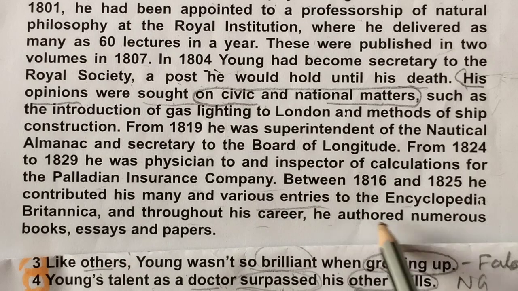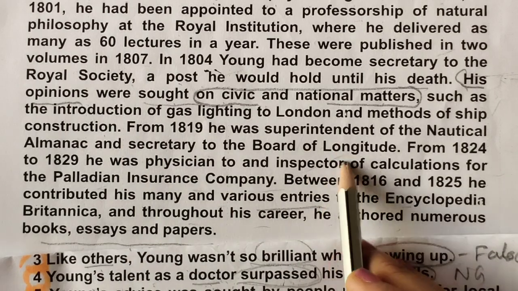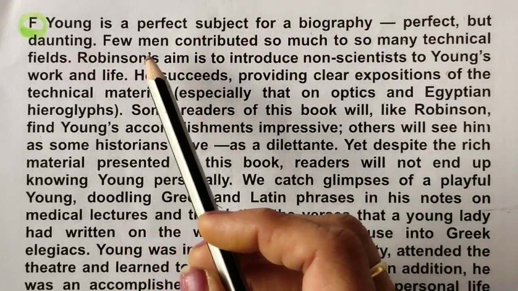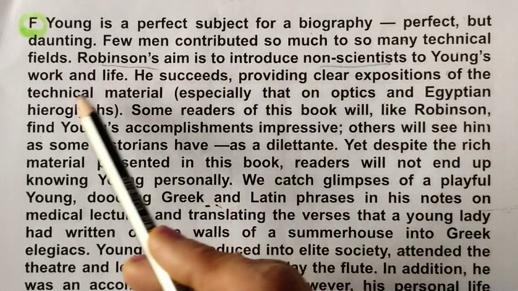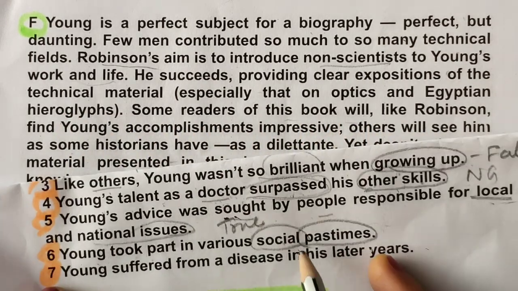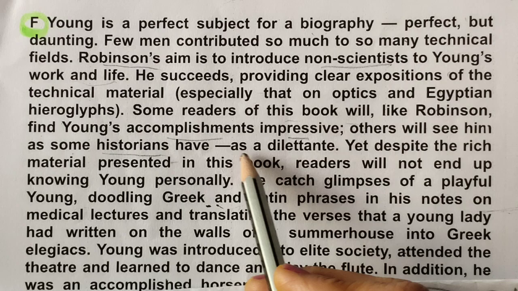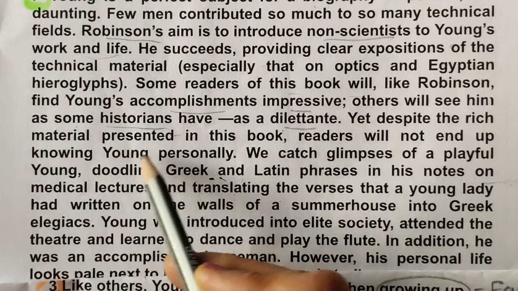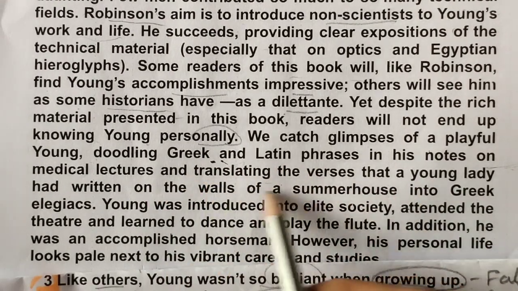Many various entries throughout his career. Okay, he was superintendent, secretary. Okay, no, here it is not given, but in the next paragraph we can always read. So this is the paragraph. Next, let's read it. It is a perfect subject for biography, perfect but daunting. Few men contributed so much to so many technical fields. Robinson's aim is to introduce non-scientists to Young's work and life. He succeeded. So we are looking for social pastimes, means some entertainment kind of thing. Young's accomplishments are impressive; others will see him as historians have. Yet despite the rich material presented in this book, readers will not end up knowing Young personally. Okay, we catch glimpses of a playful Young doodling Greek and Latin phrases in his notes on medical lectures.